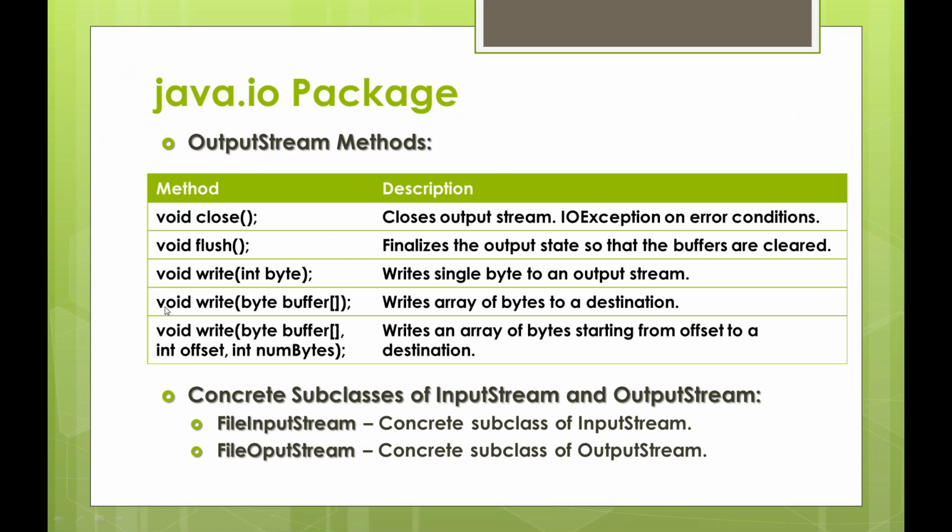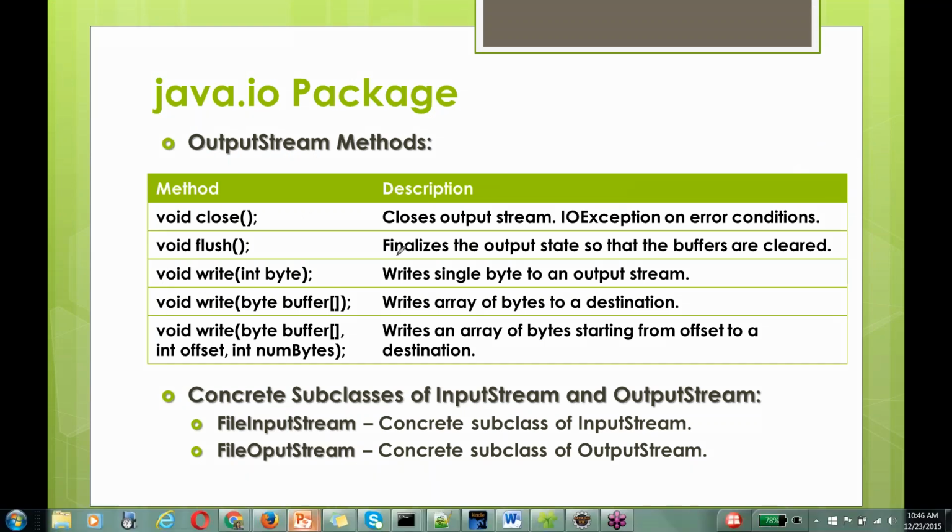This is the method I'm using. If you want to read a part of your file, you can use this one. You can specify the offset from where you want to start and the number of bytes you want to read. You just try this particular version of write.